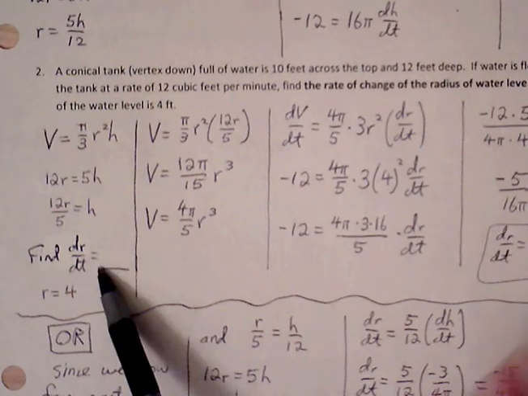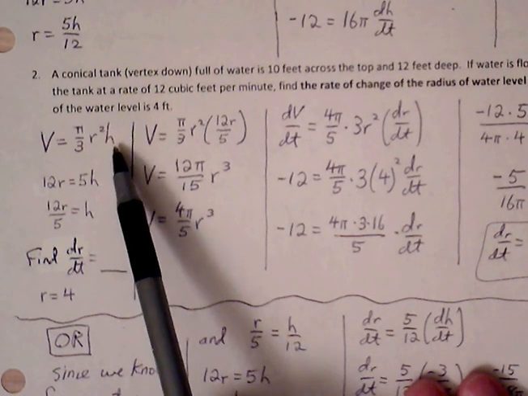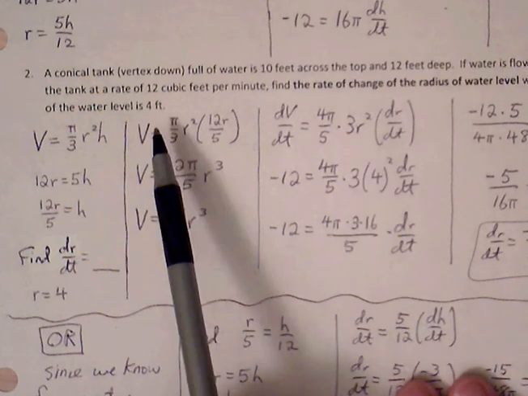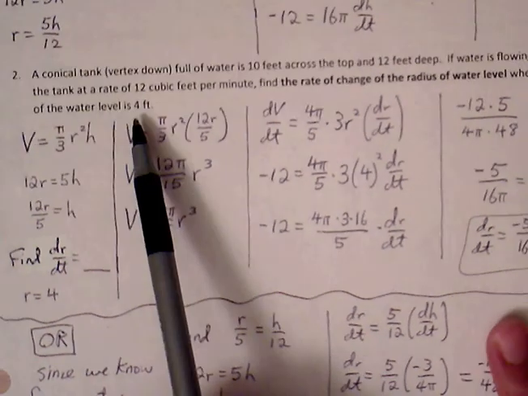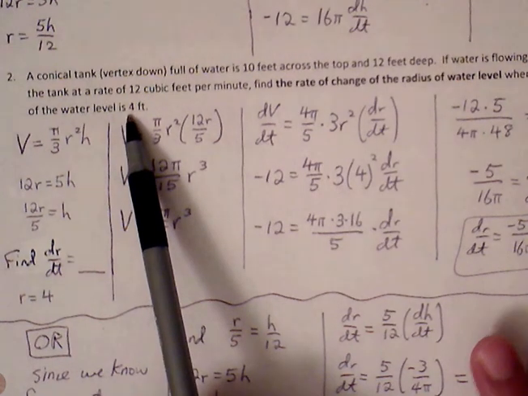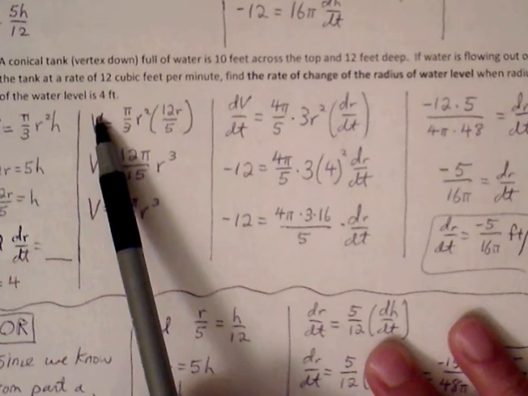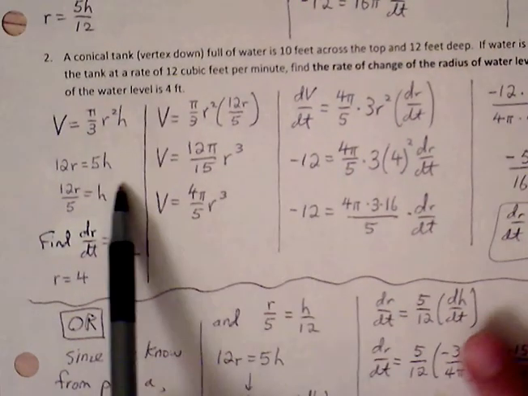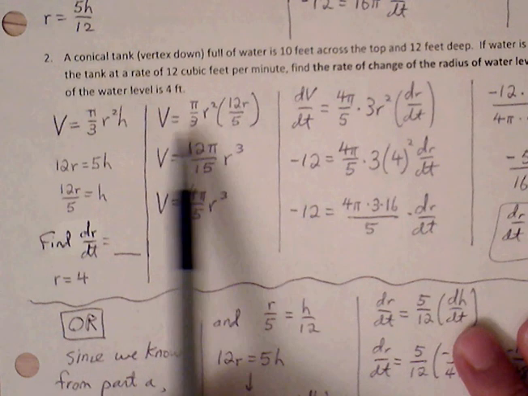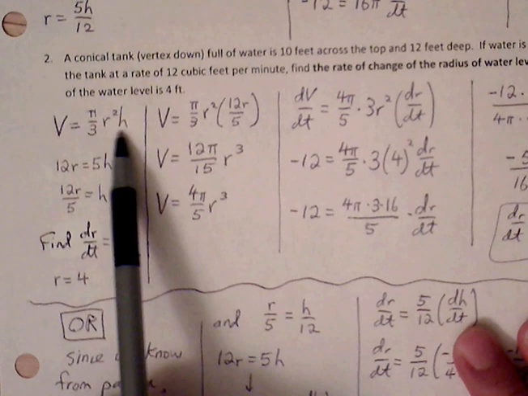Okay, but everything will remain the same. We're still using the same dimensions. We're still trying to find the rate of change when the radius is at 4 feet. Okay. But now the difference is that we want our volume equation in terms of radius. So that means we want to get rid of the h. Replace the h in terms of radius.